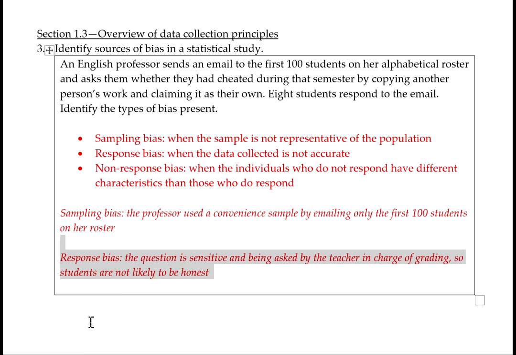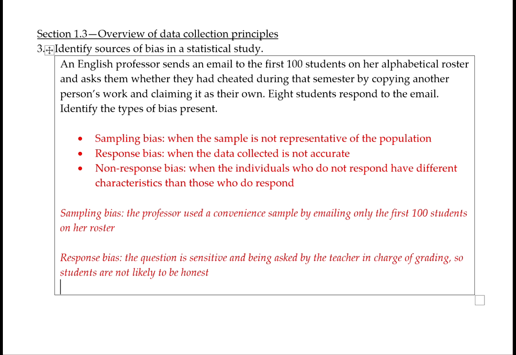Next is response bias. Asking students if they had ever cheated by copying another person's work is likely to elicit answers that are maybe not accurate. This is a sensitive question, and it's their teacher who's in charge of grading who is asking it. So students are likely, especially if they have cheated, to be dishonest when answering this question.